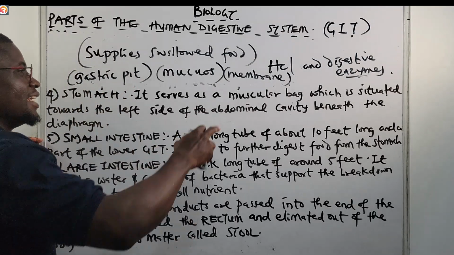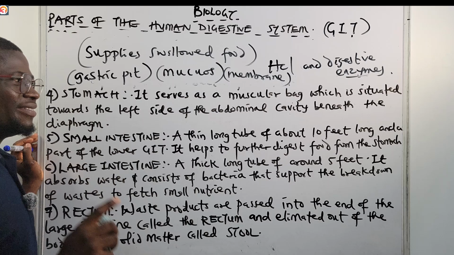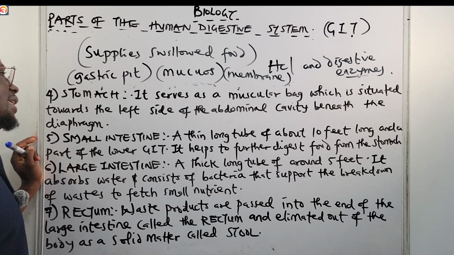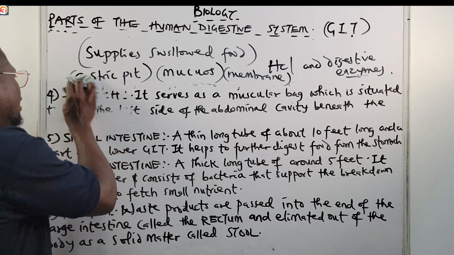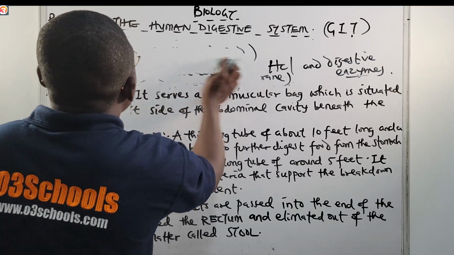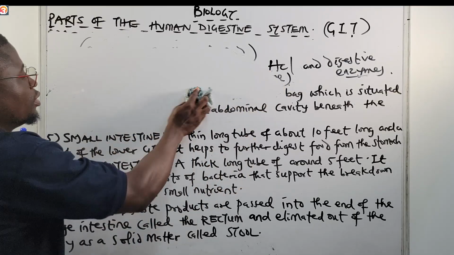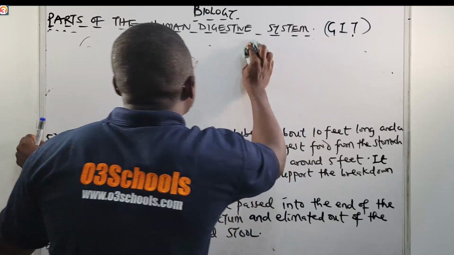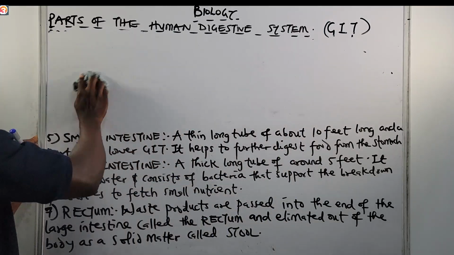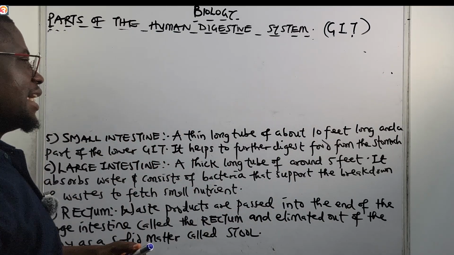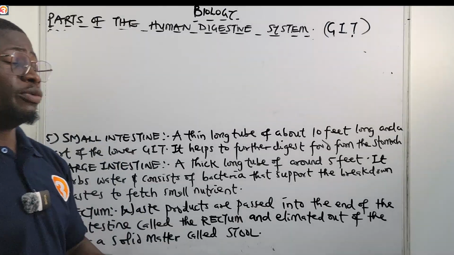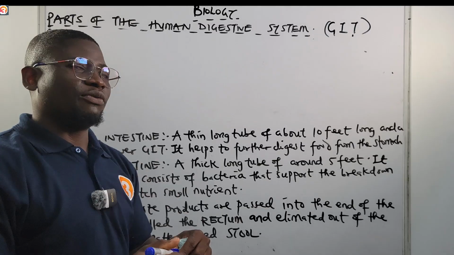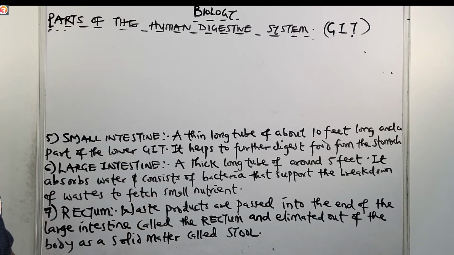It serves as a muscular bag which is situated towards the left side of the abdominal cavity beneath the diaphragm. Okay, and we have said the function is to what? It serves as storage for food, and provides enough time for digestion to take place. And it also produces digestive enzymes and hydrochloric acid.